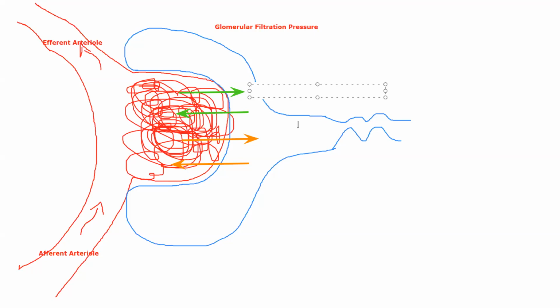So we've got our glomerular capillary hydrostatic pressure. Okay, and this is essentially a push force. It's pushing fluid from the capillaries across into the Bowman's space. Now I'll put here in brackets, this favors filtration.